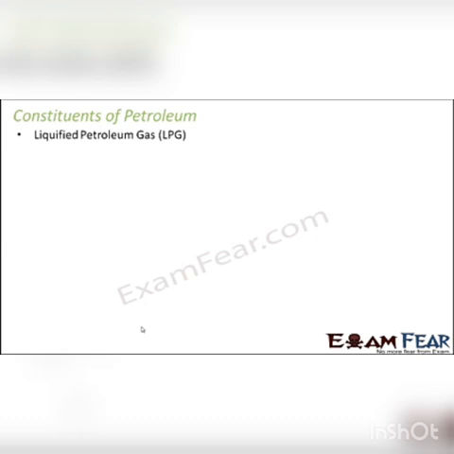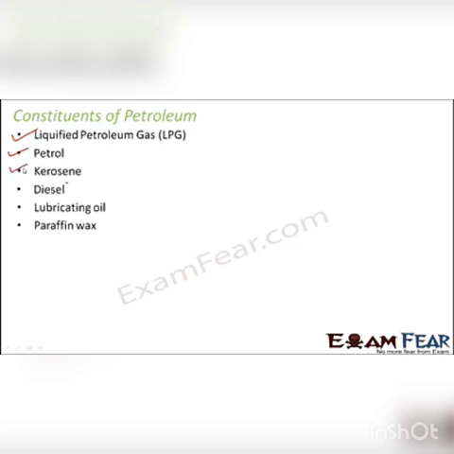Now, what are the various components into which it gets divided? Let us quickly look at the various constituents. First is LPG, that is liquefied petroleum gas, and I'm sure all of you are very familiar with this name because LPG is something which is there inside your kitchen, inside the cylinders, which helps us in cooking. Petrol, kerosene, diesel, lubricating oil, paraffin wax. These are all various components of petroleum. So if we are able to separate petroleum into its constituents, we get each of these separately and then we can use them in different ways.